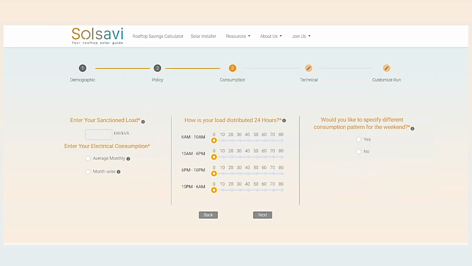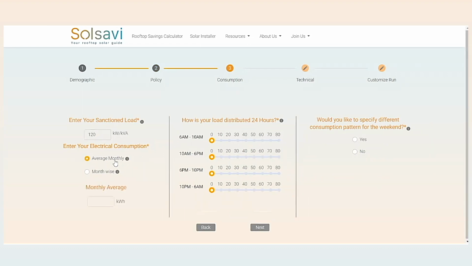As mentioned, it is going to be a 120 kilowatt system. If you enter an invalid value, that is a value under the LT category, then it will give you an error that your load value cannot be less than 113, which is the limit in Tamil Nadu between LT and HT voltage categories. So I select a 120 kilowatt system, and I have multiple ways of defining my electrical consumption.